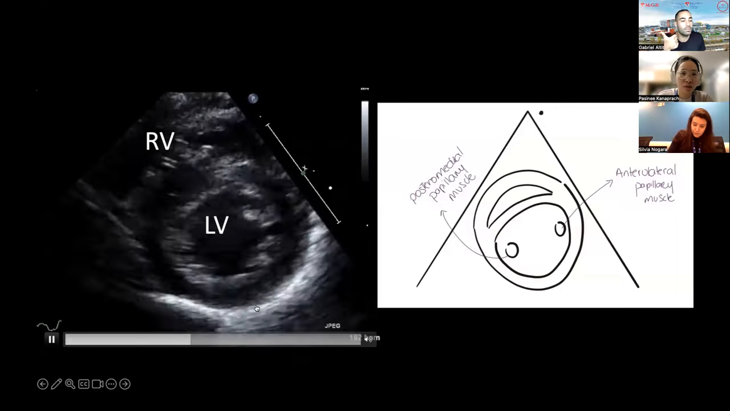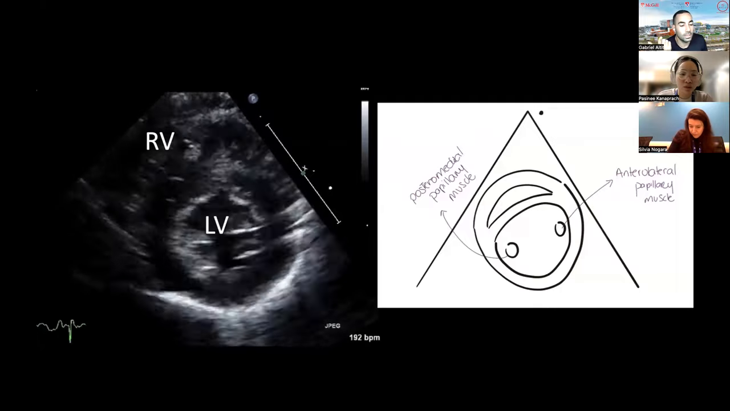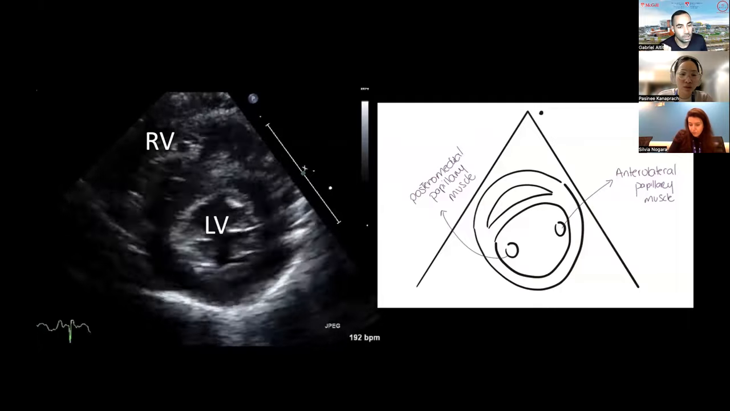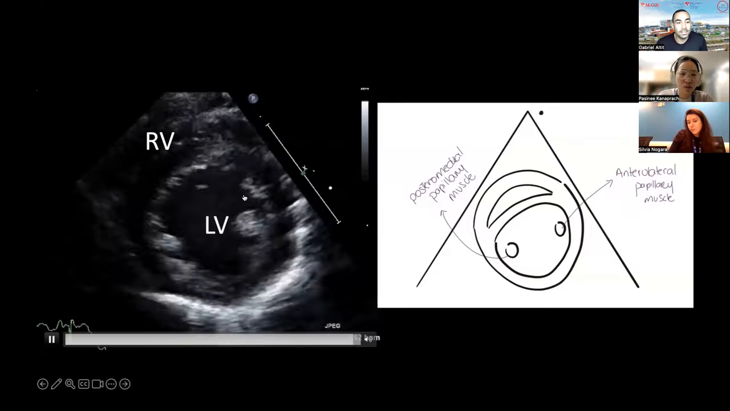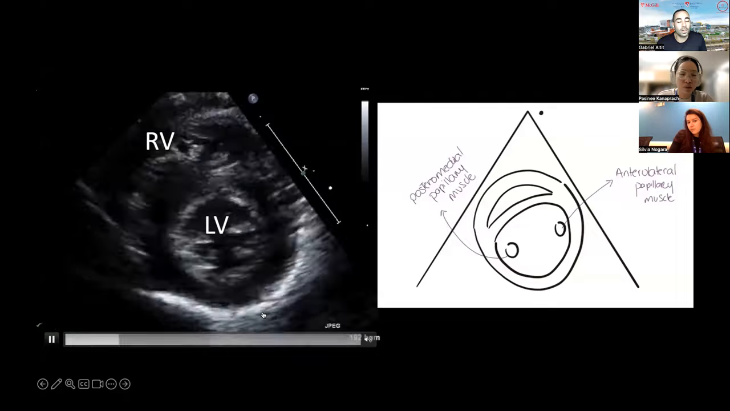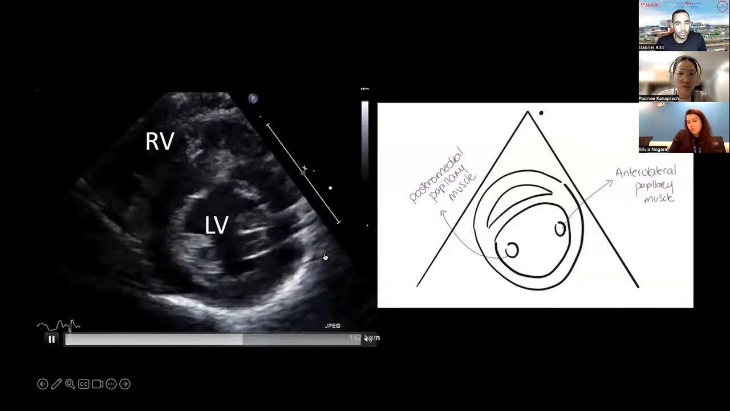So it's in this view that we're going to measure the eccentricity index. It's in this view that we're going to measure the 5/6 bullet shape ejection fraction. And I'll speak about the 5/6 ejection fraction very soon. It's in this view that you assess a lot of the contractile power of the left ventricle and that you can see the interventricular septal motion.